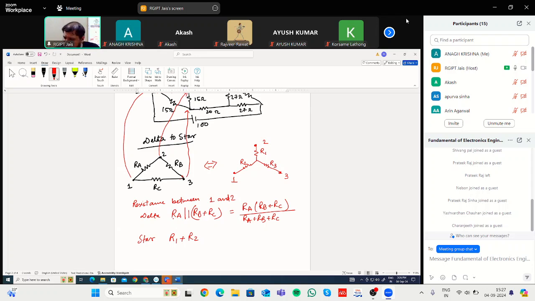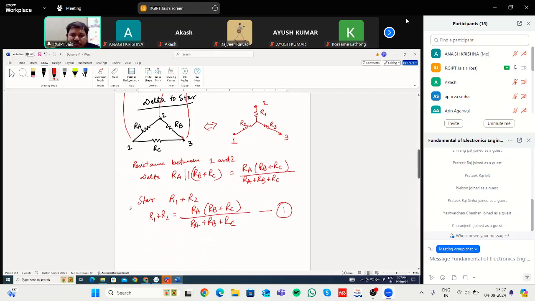So due to that, I can write that R1 plus R2 should be equal to RA multiplied by RB plus RC divided by RA plus RB plus RC. So this is your equation 1.